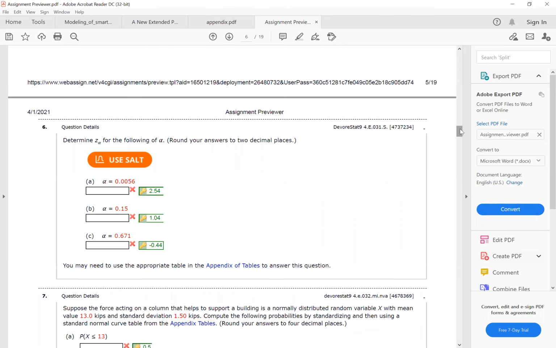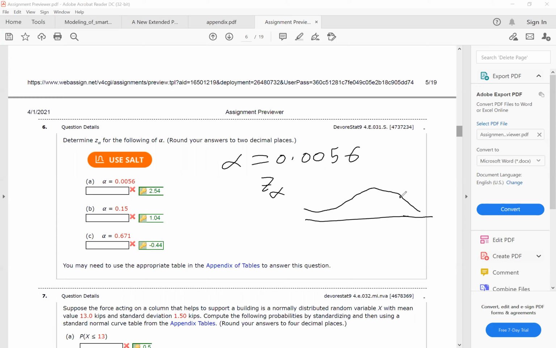So problem 6: determine z alpha for the following alpha. That means you are given the probability, and you have to find the z score. So here alpha is 0.0056, and you have to find the z alpha. But here you need to remember, if you have z alpha, that means you are looking for the z score where the area is on the right tail. So you are looking for this value, this z alpha, where this area is alpha. But if you have negative z alpha, that means you are looking for the z score where the area is on the left side. So this is negative z alpha.